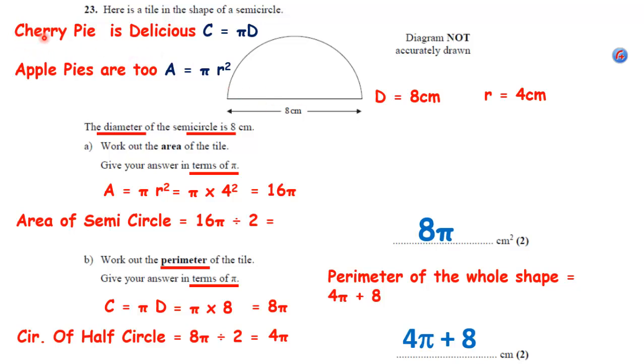Things to note. Make sure you remember the formula for the circumference and the area of a circle. Cherry pie is delicious. C equals pi d. Apple pies are 2. A equals pi r squared. Remember that you need to write down the diameter and the radius of the circle. Look at the diagram. Diameter is all the way across, and so I've written down the diameter. The radius is from the center to the edge. They haven't given it to us, so I half the diameter to work out the radius. The diameter is double the radius. The radius is half the diameter. Get your head around this. You will very likely get a question on this on one of the papers. Make sure you can do it and get full marks in it.